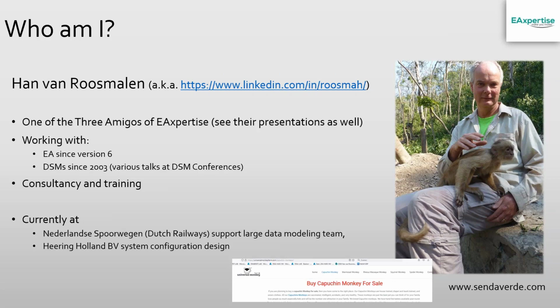On the right, you see myself and a capuchin monkey. I'm not sure why I put that picture in place, but I do have something with capuchin monkeys. As you might know, capuchin monkeys are real wild animals, and they are the most intelligent monkeys on the planet. They're less intelligent than apes, like orangutans and gorillas, but they are very smart. And sometimes I think we have a lot of capuchin monkeys in IT.